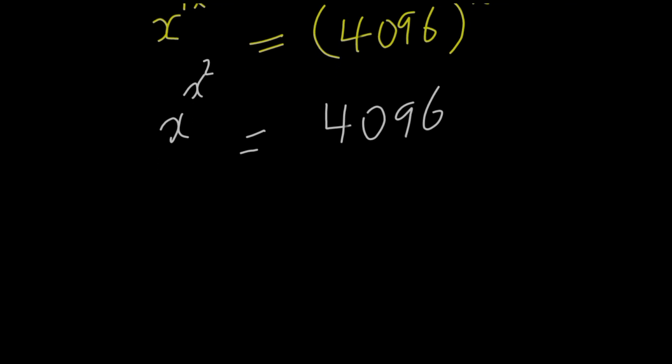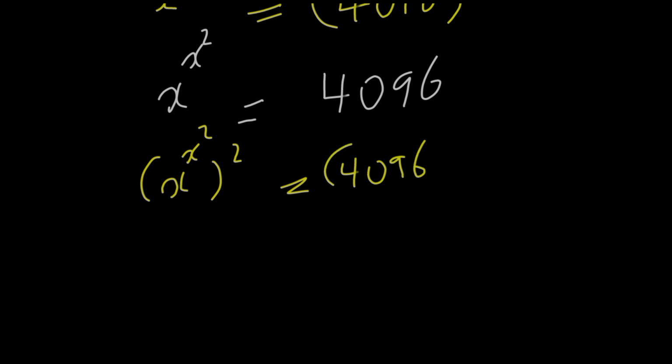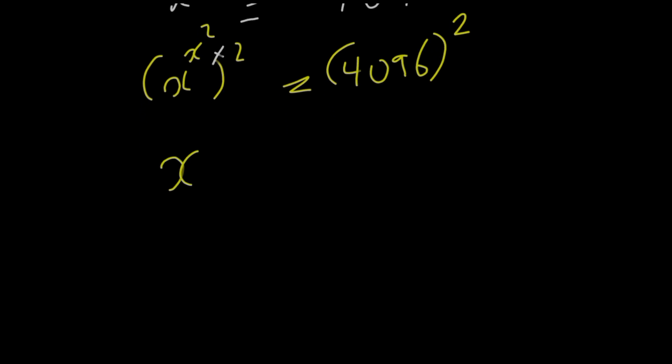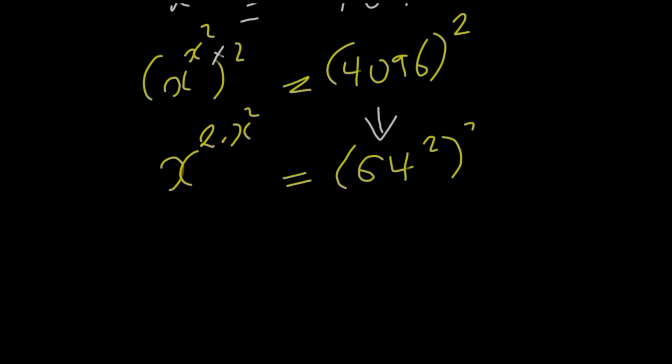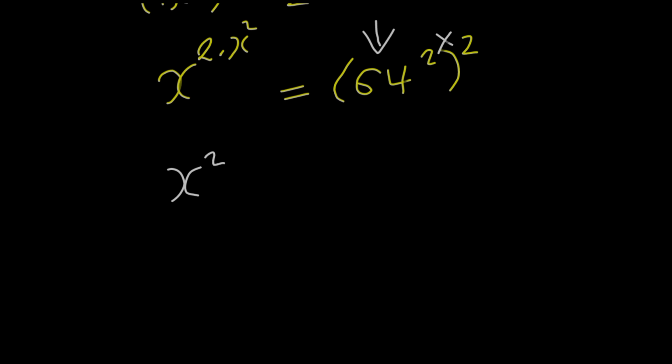4096. Then next, we take the square of both sides, and we have x to the power of x squared all squared equals 4096 all to the power of 2. By multiplying this, we would have x to the power of 2 times x squared equals, we can write 4096 as 64 to the power of 2. Then we have all to the power of 2. Once again, the power multiplies, and we have x squared times x squared equals 64 to the power of 4.